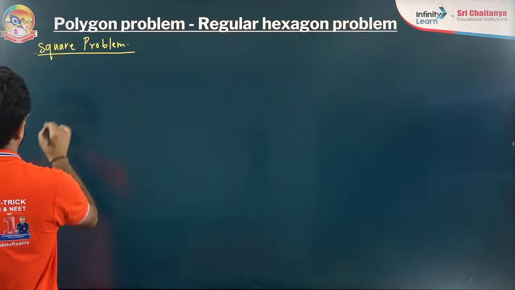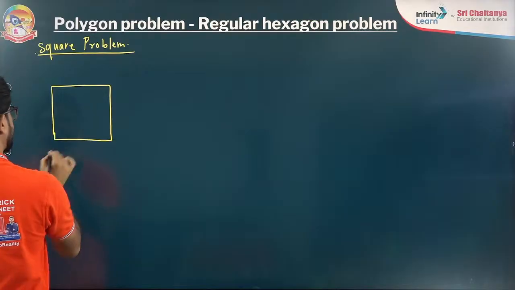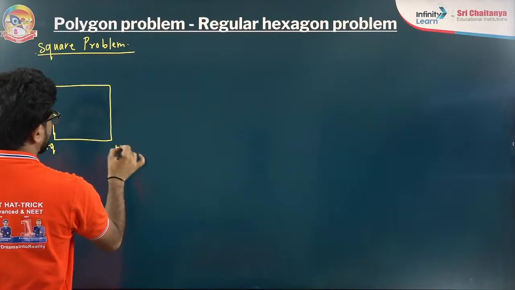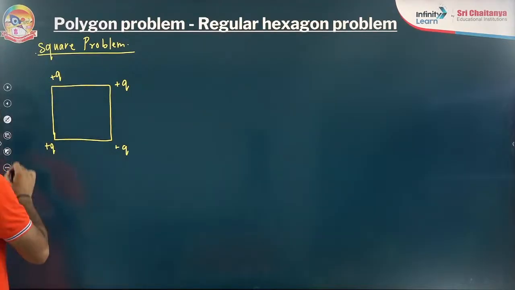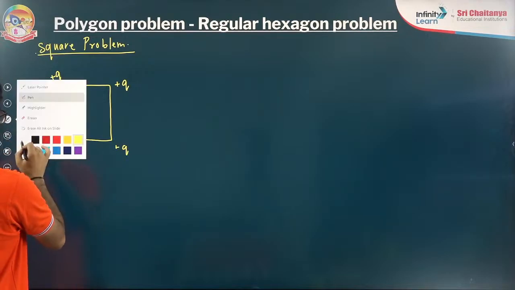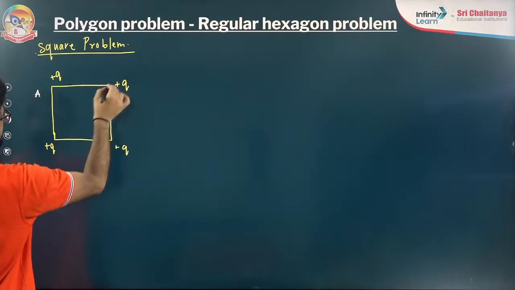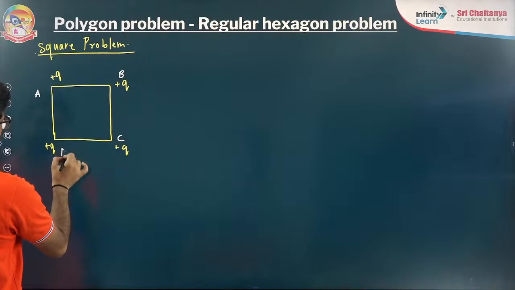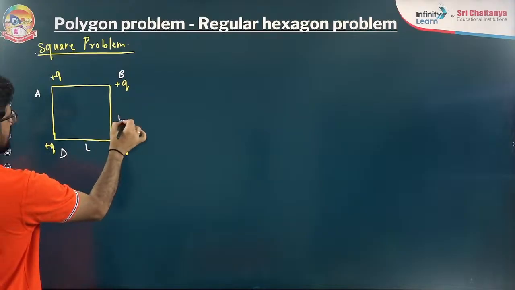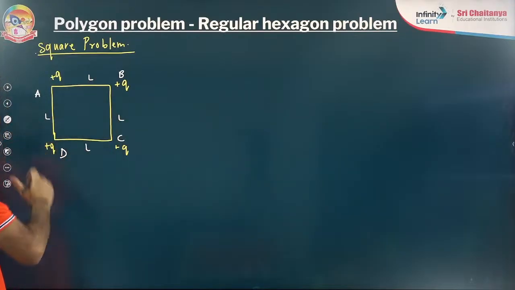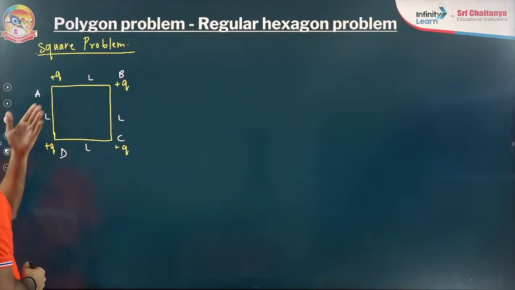Square problem. Suppose there is a square with charges plus q, q, q, and q at the corners. Very basic, I'm just asking the question: what is the net force on any one of the points? Suppose I take this point as A, this is B, this is C, and this is D. What is the net force acting on A? These sides are equal, L, L, L, and L. So that is the first question that I want to calculate.